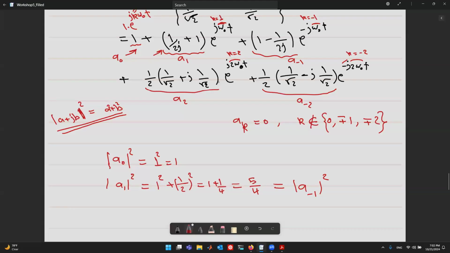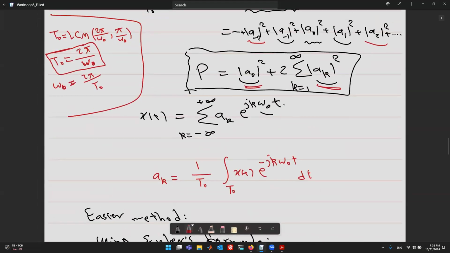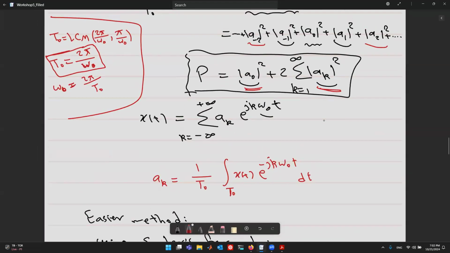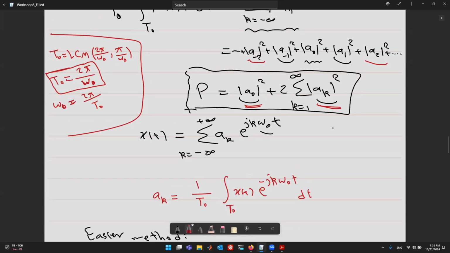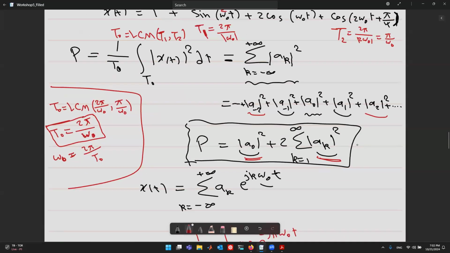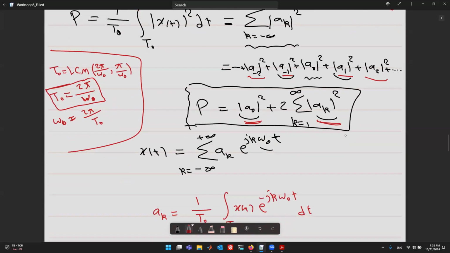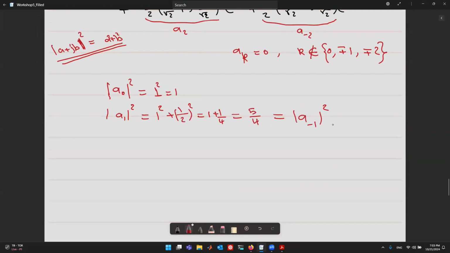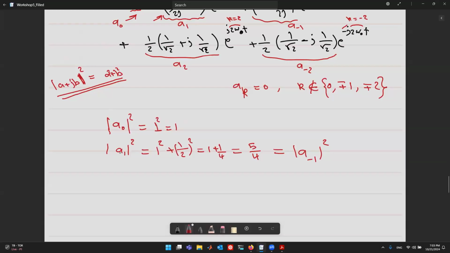It's the same, because we actually used this fact here. You remember when we expanded this summation, and then we said since x(t) is real, this term and this one will be the same. The magnitude of a2 is the same as the magnitude of a minus 2. So they are the same. So we just need to find a0, a1, and a2, and we are done.